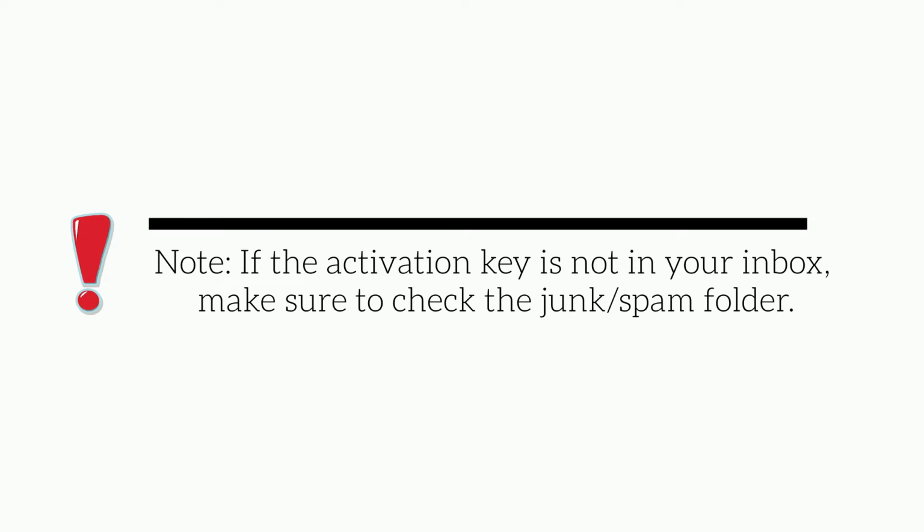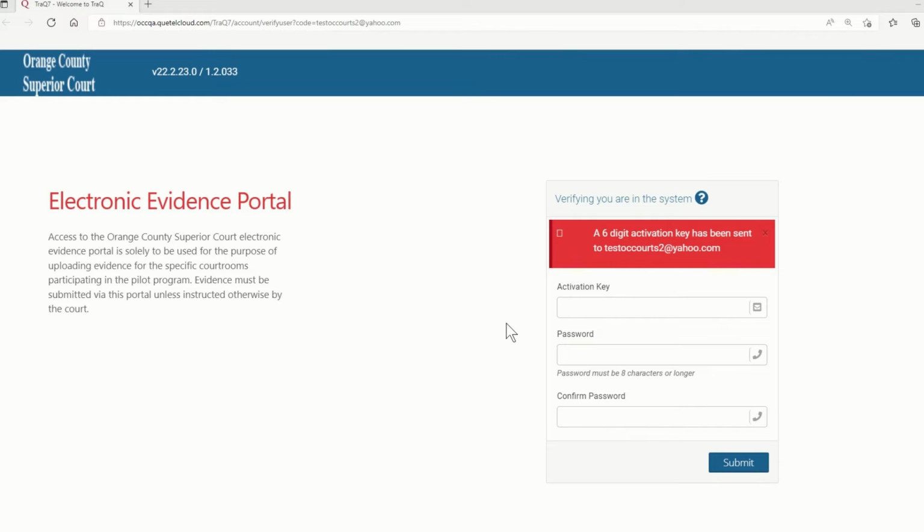If the activation key is not in your inbox, make sure to check the junk or spam folder to see if it was redirected there. Copy and paste the activation key from the email or cell phone, and then enter your desired password. Confirm it, and then click Submit.